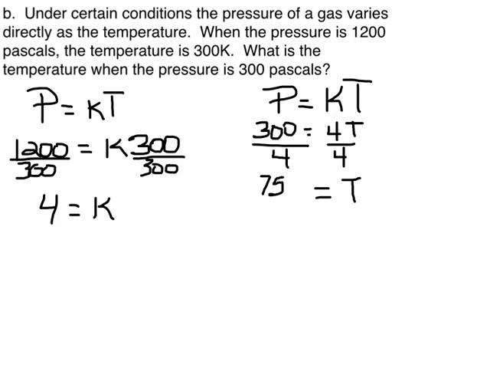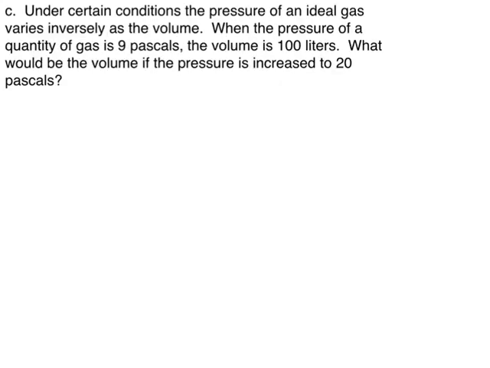Okay, one more. Under certain conditions, the pressure of an ideal gas varies inversely as the volume. That tells me it's going to be a division setup. When the pressure of a quantity of gas is 9 pascals, the volume is 100 liters. Alright, so we've got pressure and volume. So pressure equals K over V.